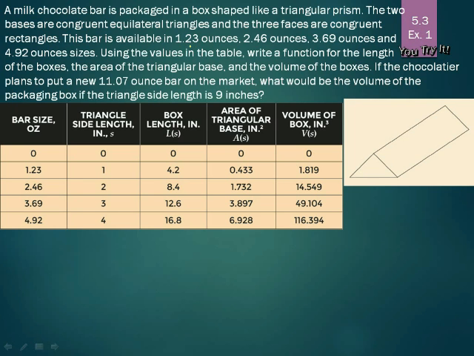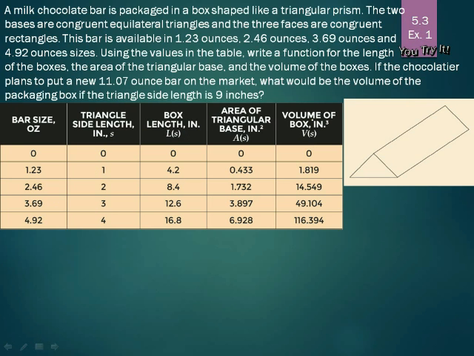Okay, so you might get a little bit confused with all these different numbers. They give us the bar size, and then they also give us the triangle side length, 0 through 4, the box length, the area of the base, and the volume. And we're trying to find functions for L of S, the box length, A of S, the area of the base, and V of S, the volume. Notice that the input for each of these is S. Bar size just kind of tells us here, but really our input is S. And notice that our delta S just goes up by 1 every time. So that's going to be important. Then we need to find the functions for L of S, A of S, and V of S.